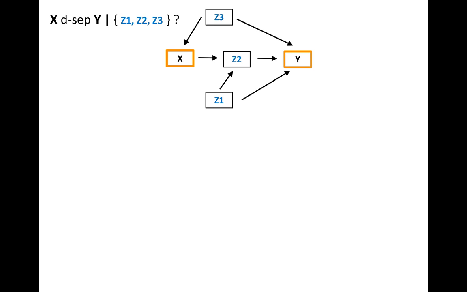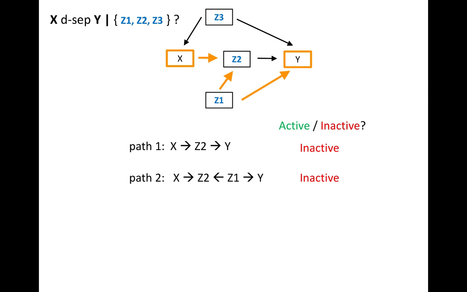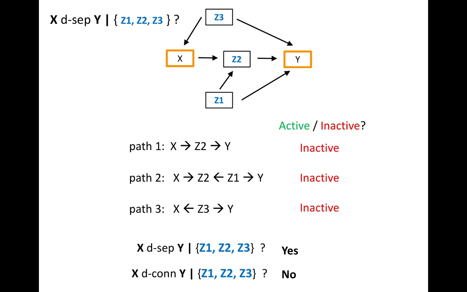Are x and y d-separated by the set z1, z2, and z3 in this graph? Yes, as now all three paths are made inactive. Conditioning on z2 deactivates z2 in path 1. Conditioning on z1 deactivates z1 in path 2. And conditioning on z3 deactivates z3 in path 3. It turns out x and y can only be d-separated in this graph by conditioning on z1, z2, and z3.